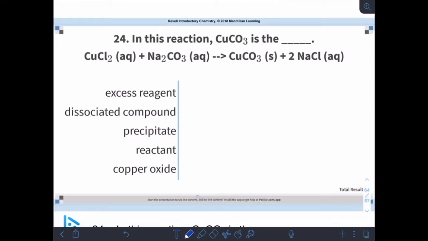Okay, in this reaction, the copper carbonate is the blank. Let's see, the copper carbonate is here, and it's got that S. So the S means that it's solid. And whenever we have something that is a solid in the products, when everything else is aqueous, the solid is the precipitate.